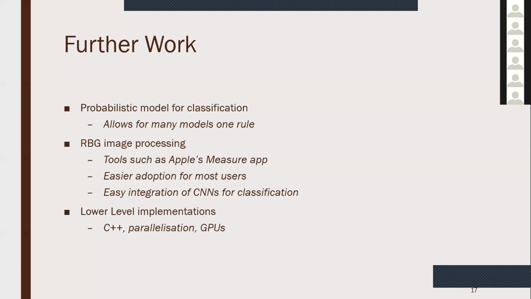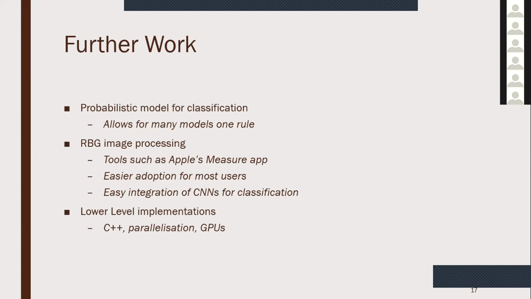In terms of further work, ideally, I would like to enhance my classification to be more probabilistic. This obviously has the benefit of being able to deal with miniatures that are the same in terms of rules within the games, but might have different poses depending on how someone has constructed and painted the models. Similarly, to make it more accessible to most players, I would like to move towards RGB image processing.